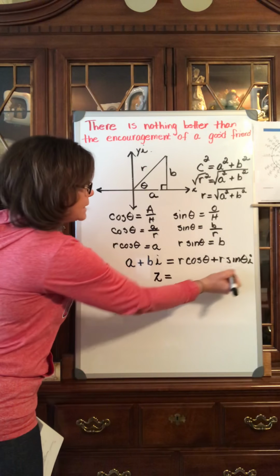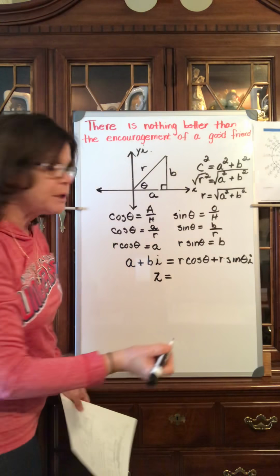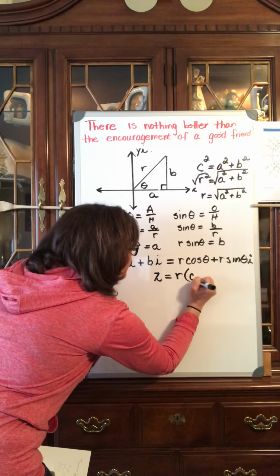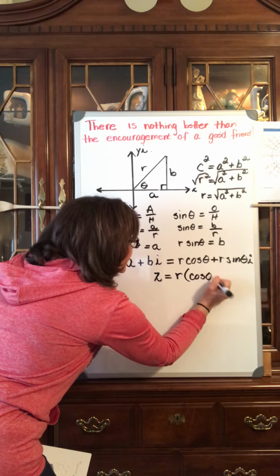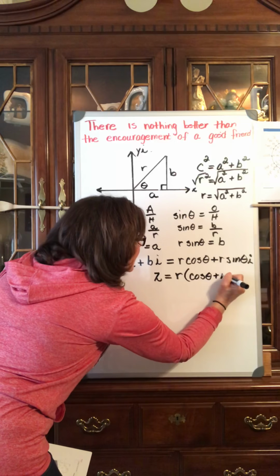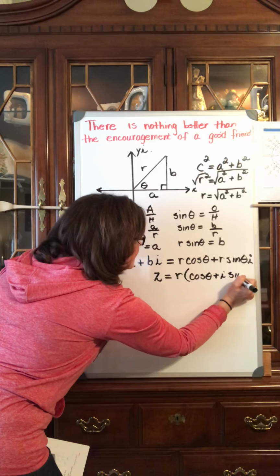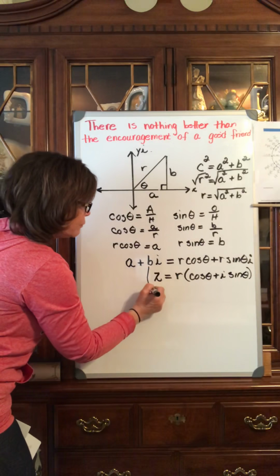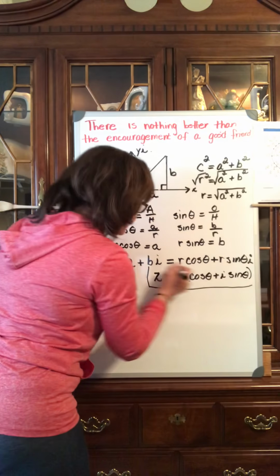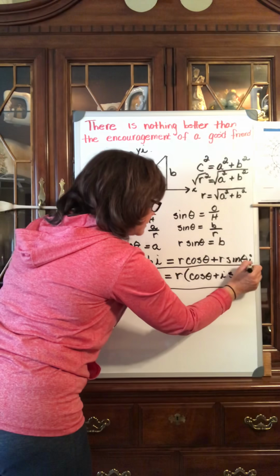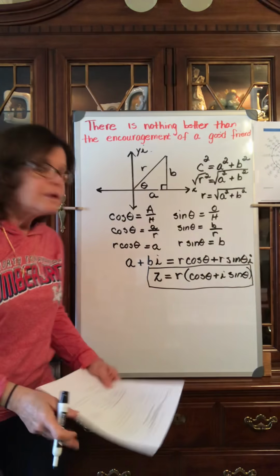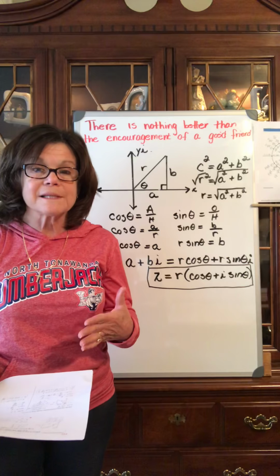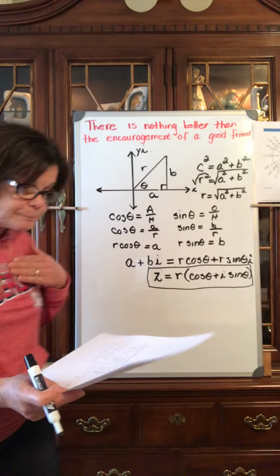What you can do on this side of it is GCF factor out the r. So if I pull out the r, I'm left with the cosine of theta plus i times the sine of theta, and this is the trig form of a complex number. We're going to have to use that to do a bunch of things. We're going to be multiplying, we're going to be raising them to powers, we're going to be dividing.